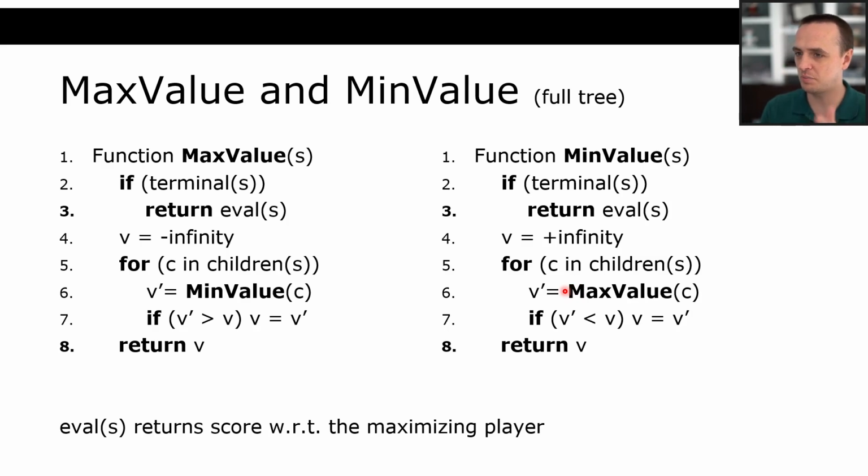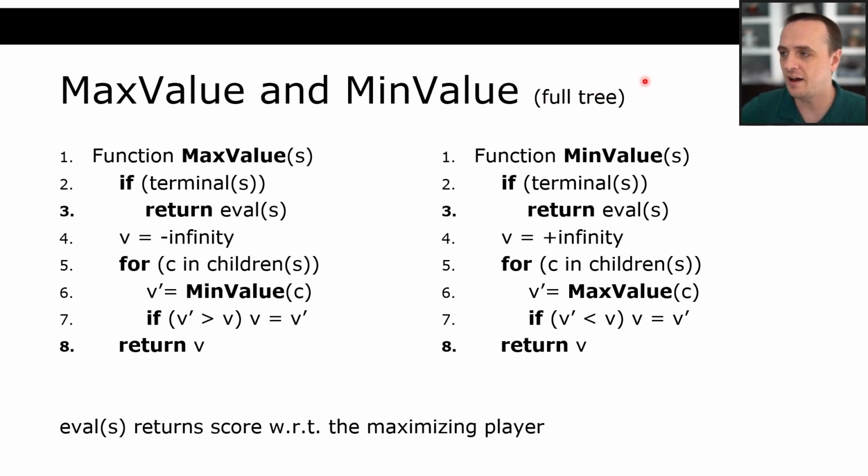There's a maximizing part and a minimizing part, and they alternate at different depths of the tree, and those alternating maxes and mins correspond to me, the maximizing player, taking my turn, and you, my opponent, the minimizing player, taking your turn. Now, this again is for the full tree.